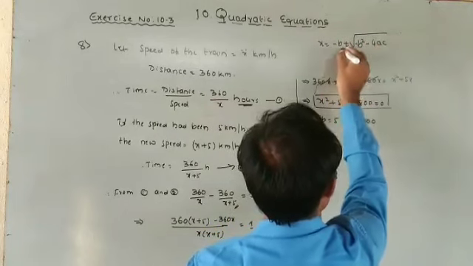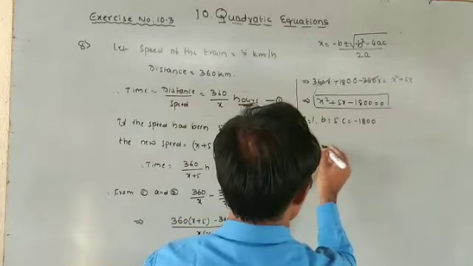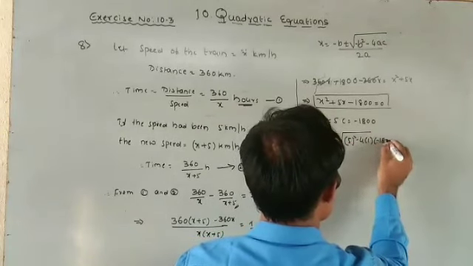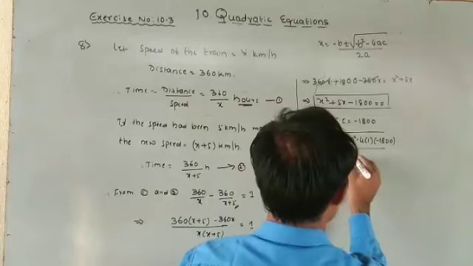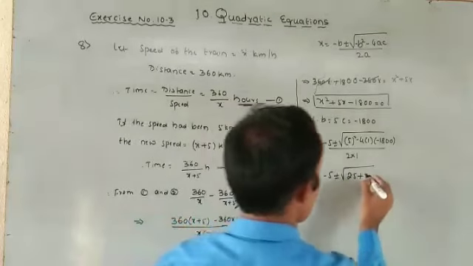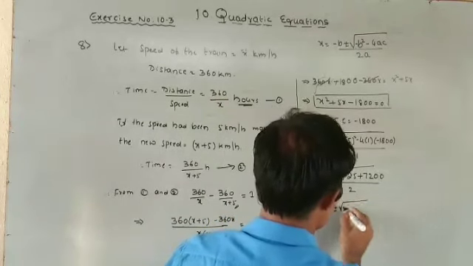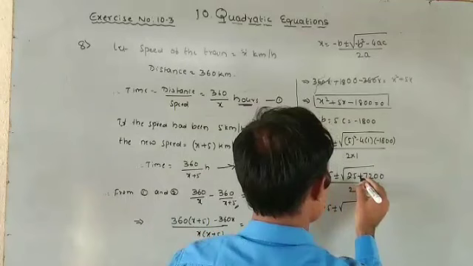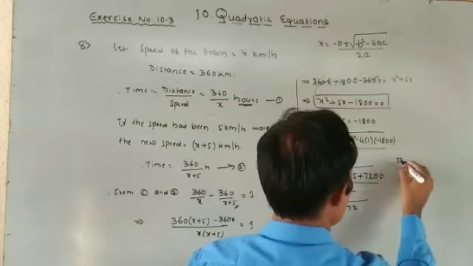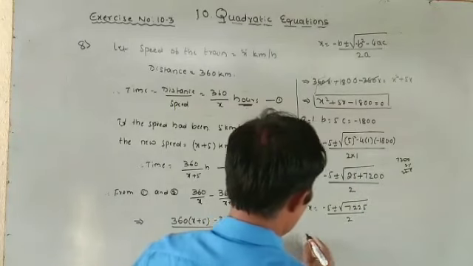Therefore, from 1 and 2, 360 by x minus 360 divided by x plus 5 is equal to 1 hour less. This is also in terms of hours. The time they have given is 1 hour less. The relation between these two is 1. Why? Because the time will be less as compared to the first one. The difference between these two journeys is 1 hour less.